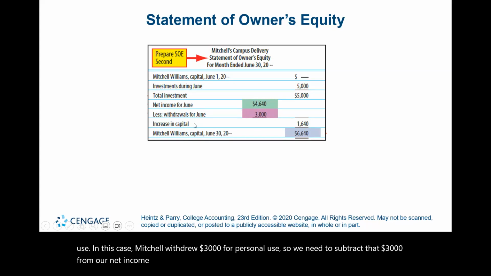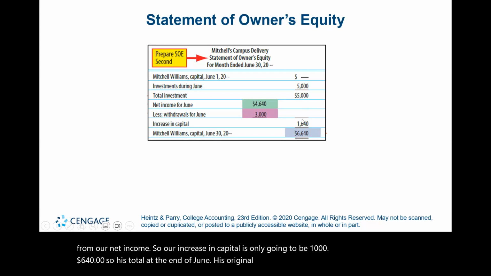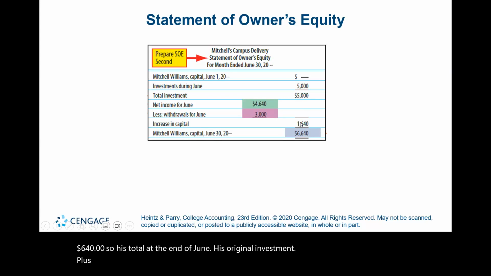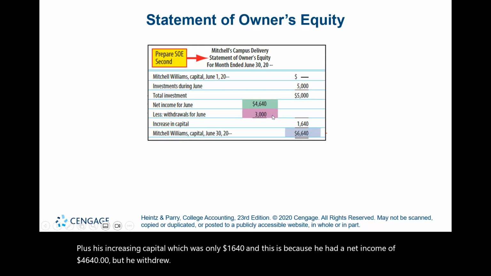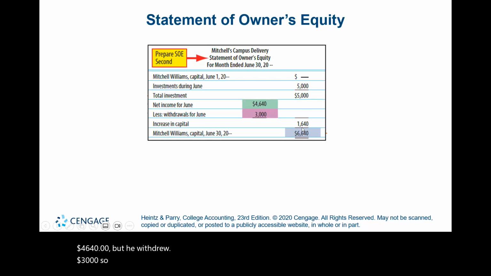So we need to subtract that $3,000 from our net income. So our increase in capital is only going to be $1,640. His total at the end of June is his original investment plus his increase in capital, which was only $1,640. This is because he had a net income of $4,640, but he withdrew $3,000. So we only had an increase in capital of $1,640.